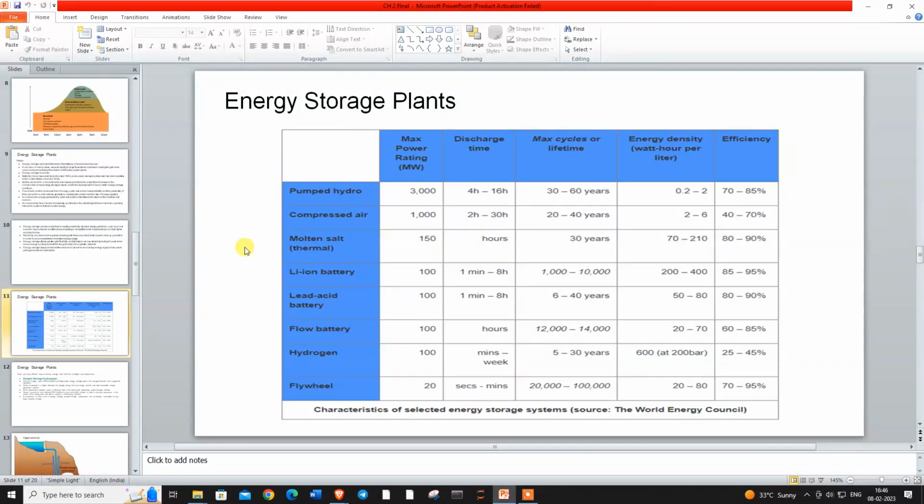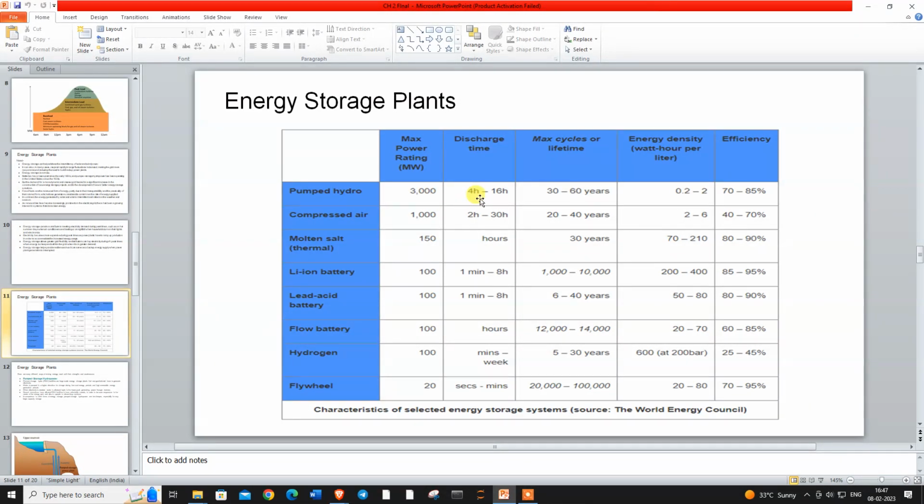Now this table shows the distribution of different energy storage power plants. There are different examples. The first one is pumped hydro, which we will see in the next slides. This is a secondary part of the hydropower plant. Then compressed air, then molten salt, which is thermal, then lithium-ion battery, lead-acid battery, flow battery, hydrogen and flywheel. So these are different energy storage plants. This table also provides the maximum power rating. The pumped hydropower plant has a power rating of 3000 megawatts.